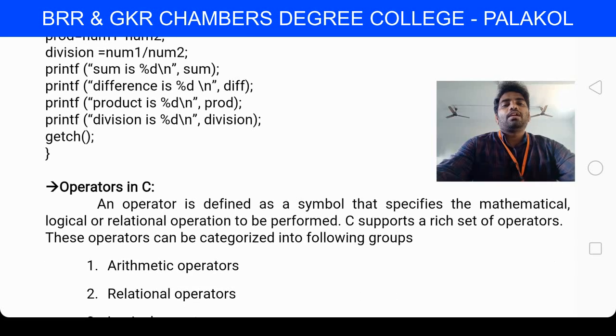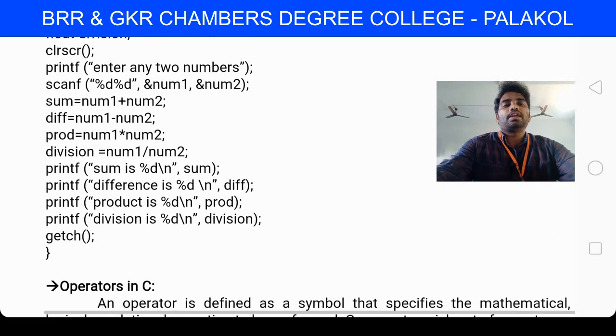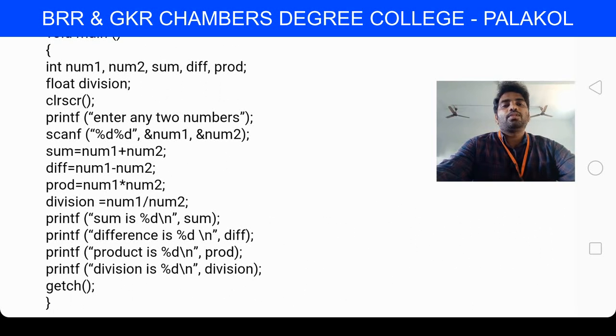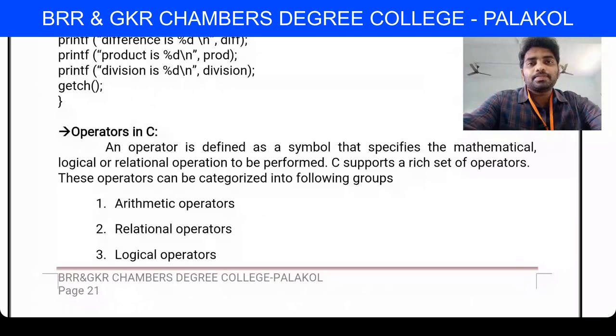Okay, this is the total information about the input and output functions. Next, operators in C. An operator is defined as a symbol that specifies mathematical, logical and relational operations to be performed. Operators are nothing but symbols. That is the major important point.